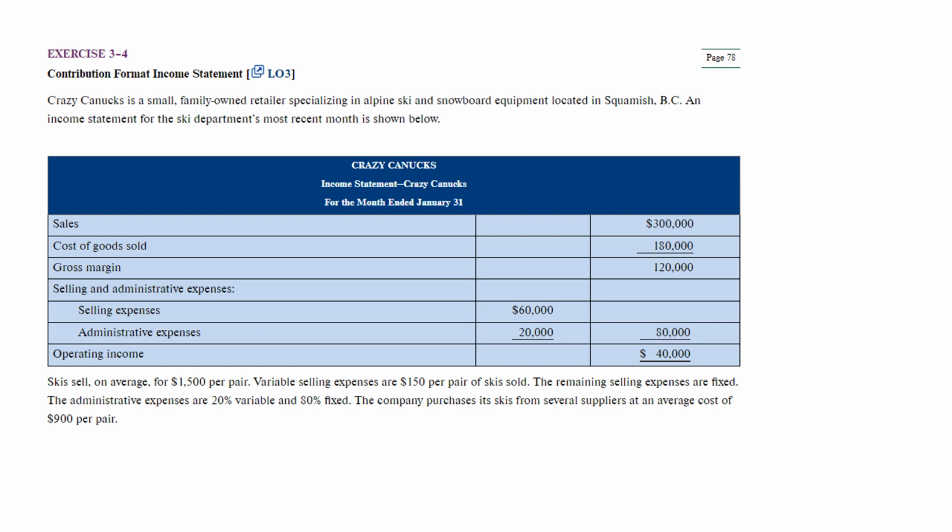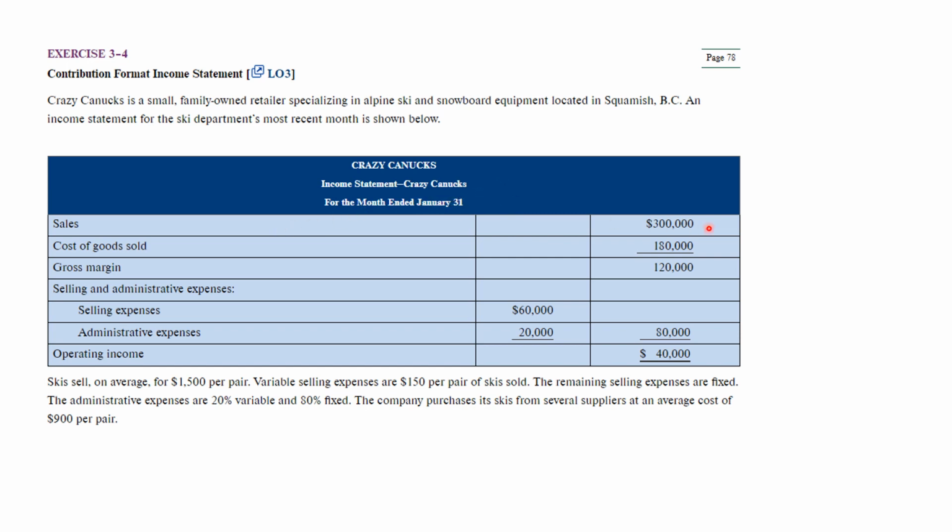All right, so exercise 3-4, the contribution format income statement, learning objective 3. So the Crazy Canucks is a small family-owned retailer specializing in alpine ski and snowboard equipment located in Squamish, BC. An income statement for the ski department's most recent month is shown below. So we have our income statement for the month ended January 31st.